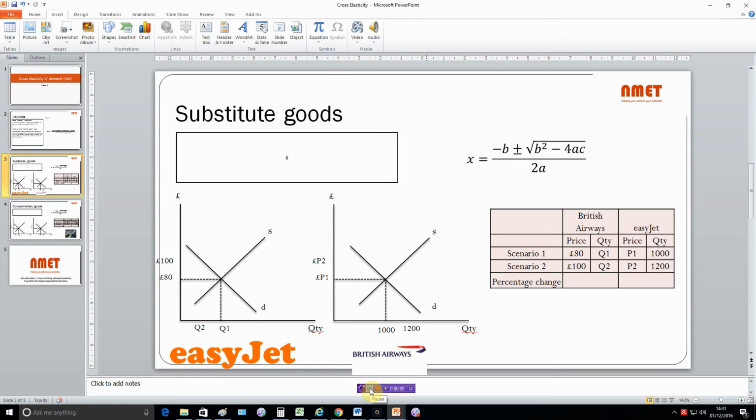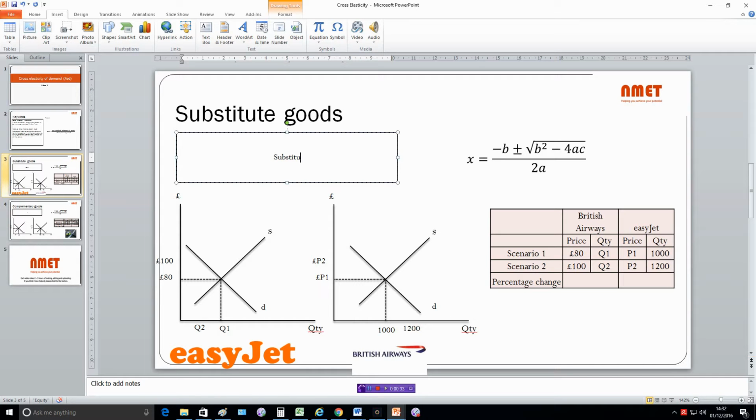When we talk about cross-elasticity of demand, we talk about substitute goods. I'm going to look at two airlines, EasyJet and British Airways. They're not very close rivals because British Airways is a premium carrier and EasyJet is a low-cost carrier. Probably if I put down Ryanair over here, then they could have been very close competitors. So first of all, what are substitute goods?